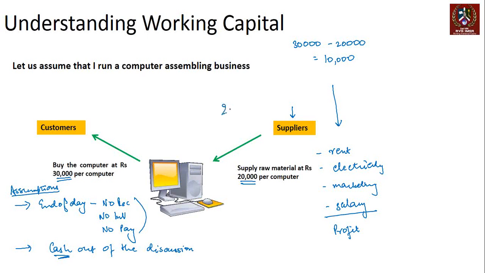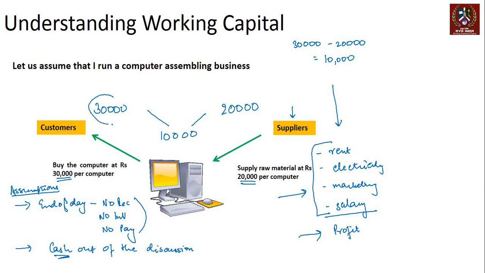I buy raw materials for 20,000. I sell the computer for 30,000. In the process, I make 10,000. That 10,000 is used to repay all the other expenses that I have. And if something is left out of this entire exercise, I make some profit. Everything gets settled every day.